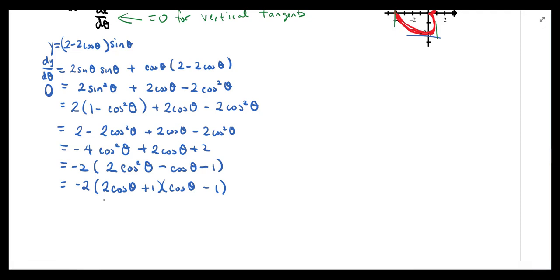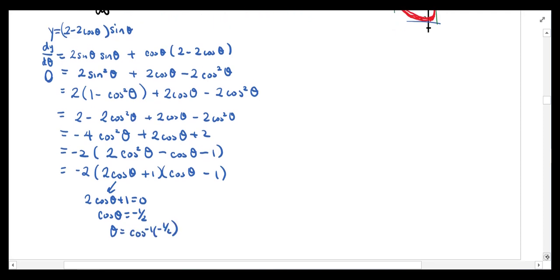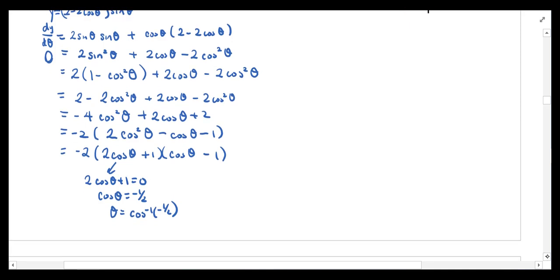Let's solve. 2 cosine theta plus 1 equals 0. Cosine theta equals negative half. So theta equals the inverse cos of negative half. What is that going to be? Half, pi over 3 is the reference angle. This is where cosine is negative, so I'm thinking quadrants 2 and 3.